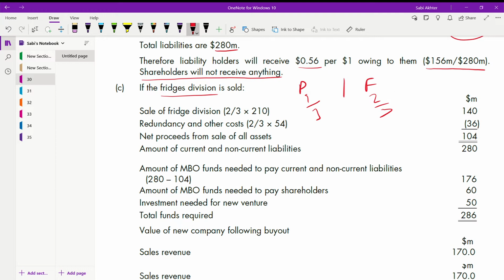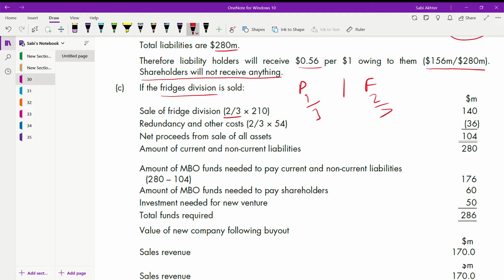They will tell you, this sentence will be there, that the proportion will be found out by the value of the non-current assets of the two divisions. We have a question like that also, where the proportion is not given. So we'll see how to find out that proportion, because finding that proportion is very important. Like how they have found 2/3.